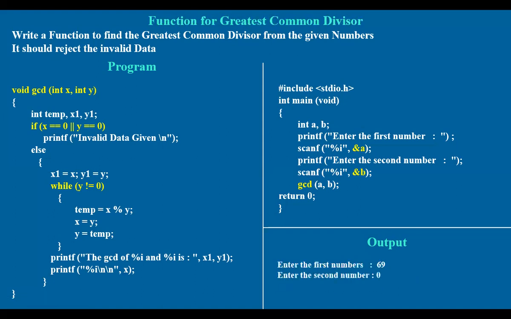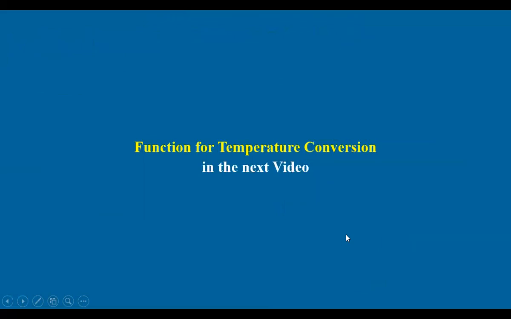Suppose I have given 0. One number is 0, and the second one is also 0. Then what happens? Invalid data given. So this itself rejects the remaining part of the program and it comes out here itself. This condition is satisfied when the first condition itself, y is 0, the second number is 0. Now, suppose you have given the first number itself as 0, what happens? Same thing, invalid data. The program is rejected from here onwards and doesn't proceed further. So like this, the GCD is obtained in a very simple manner, and you can apply this, and this is the way of writing functions.